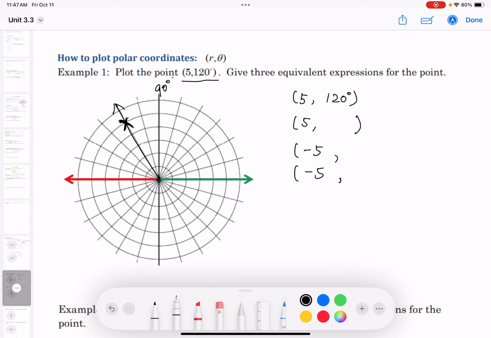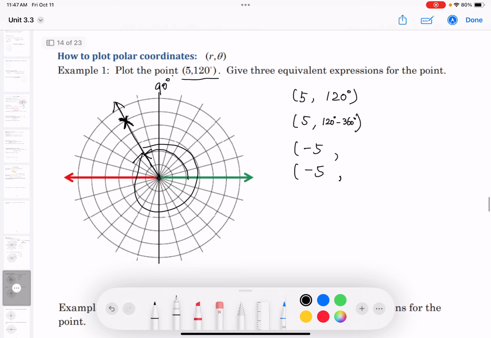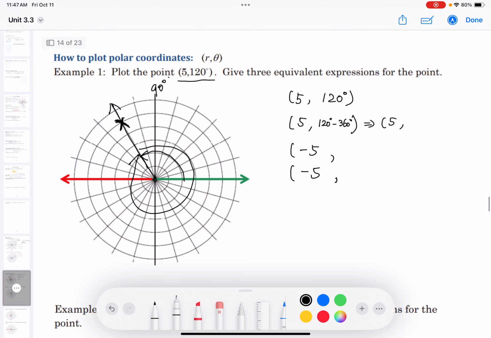So what is the coordinate? So coterminal angle. I'm rotating this way. Coterminal angle means I plus or minus 360 degrees, and I have the same terminal side. So for the second point, I can use 120 degrees minus 360, using the backwards rotation. Then the second point is (5, negative 240 degrees).